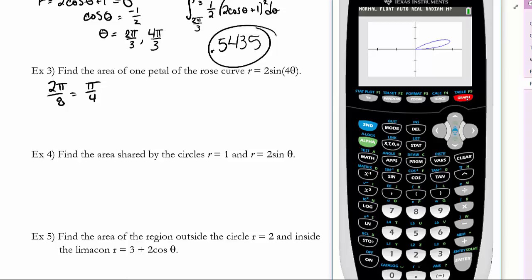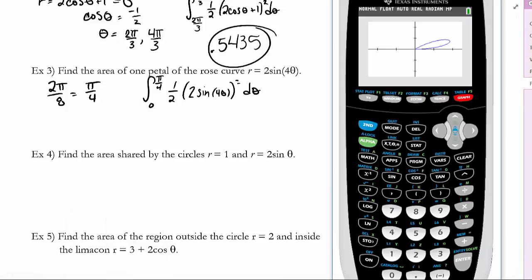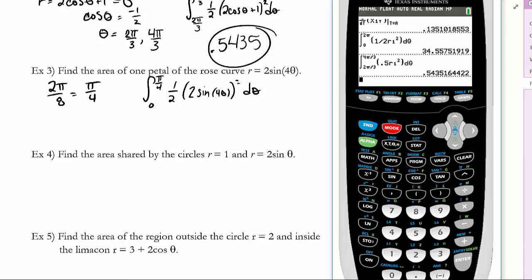4. So if I want the area of one petal, I can do the integral from 0 to pi over 4 of 1/2 r squared d theta. What do you think, Miss Viver? This actually isn't so bad. Yeah, just wait. It gets kind of nasty later on.